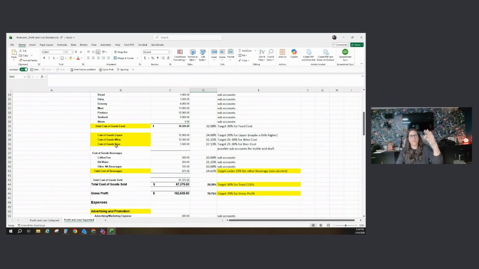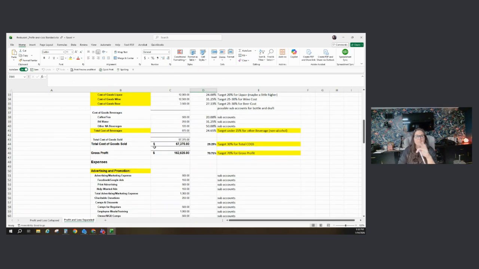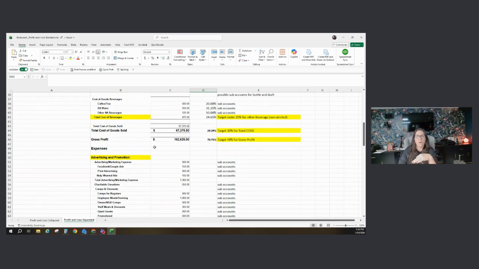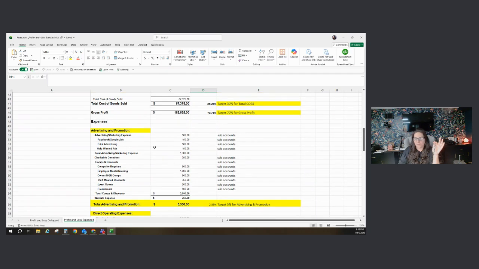So that's at the top. We're still at the top of the P&L. That's your cost of goods food. Then we have cost of goods liquor, wine, beer, bottled water, and so on. Total cost of goods, and then gross profit, and then under that, expenses.